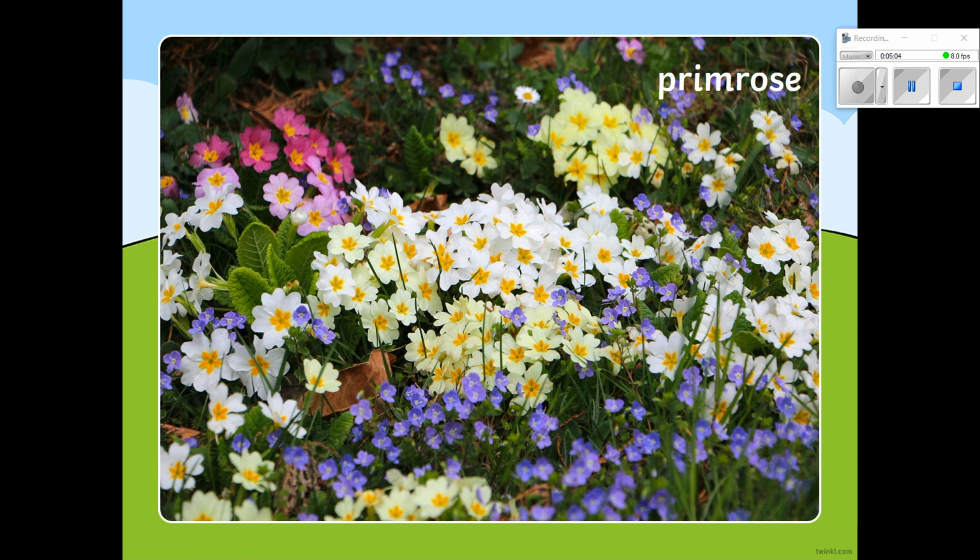So primrose can be lots of different colours. I can see some white and some bluey purple and some pink and some yellow. They're very, very beautiful flowers, aren't they? How else could you describe these flowers? Fantastic, well done. When I looked at this picture, I noticed one other thing. I noticed that these primrose are smaller than these ones. So some are small and some are big.